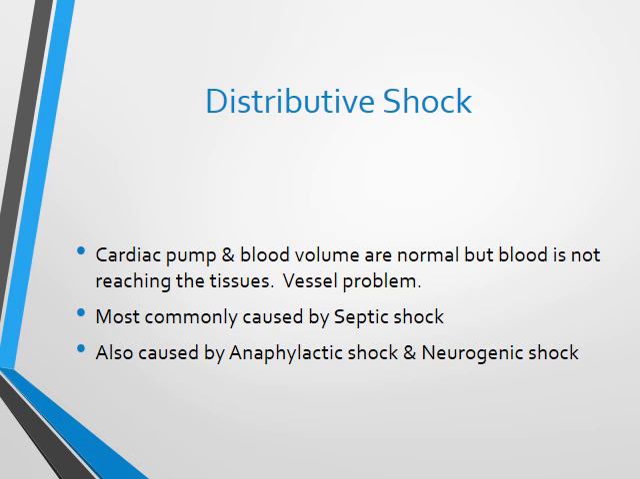All right, let's move on to distributive shock. Distributive shock is where the pump and the volume are working just fine, but the blood is not reaching the tissues because this is a vessel problem. You have ineffective vessel tone with the distributive type shocks. So your pump is fine, your blood volume is fine, but you have a vessel problem here. Most commonly caused by septic shock, and then less commonly caused by anaphylactic or neurogenic shock.